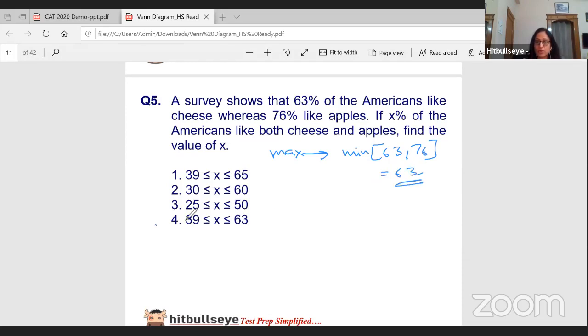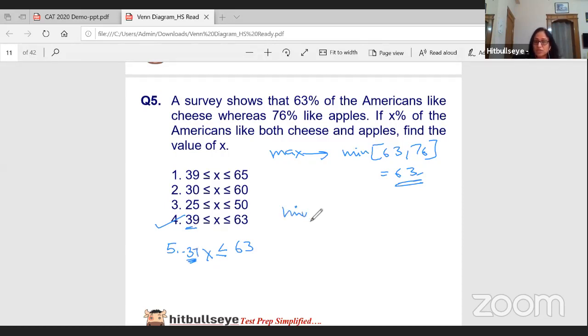That immediately tells me, okay, option 4 is the only possible answer. Why invest time in finding minima? But of course, obviously, CAT will never make it so easy for you. They will definitely have another option having maxima 63. So then you'll have to find out the minima to eliminate, say, suppose I keep a 37 here. So I will have to see what is the minima. Is it 37 or is it 39?